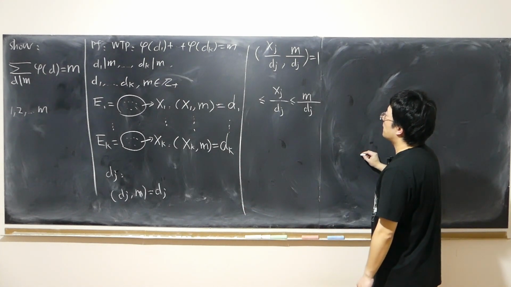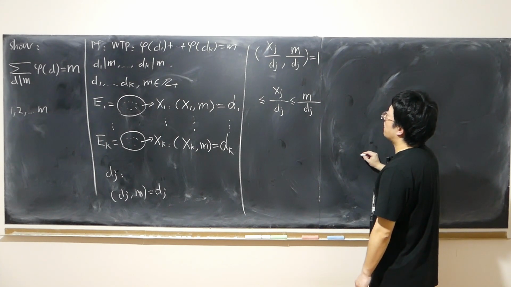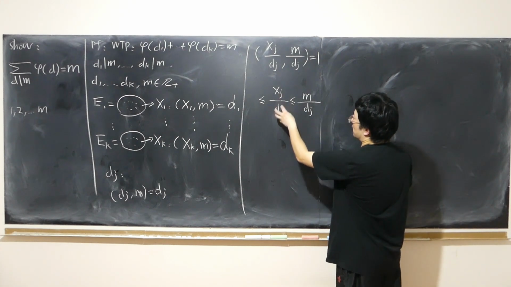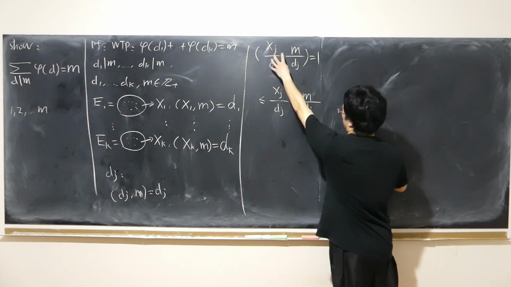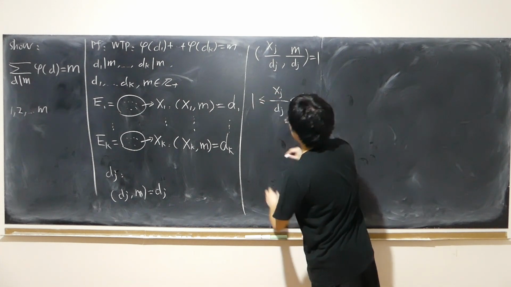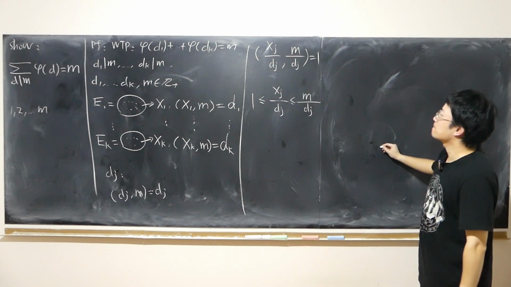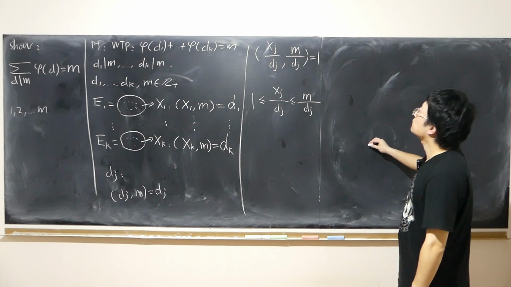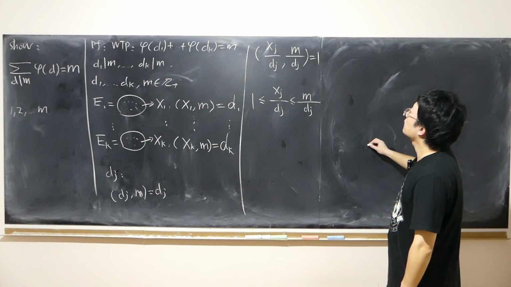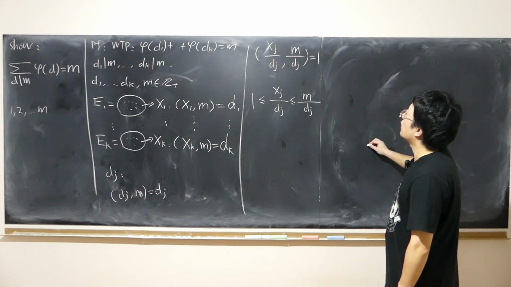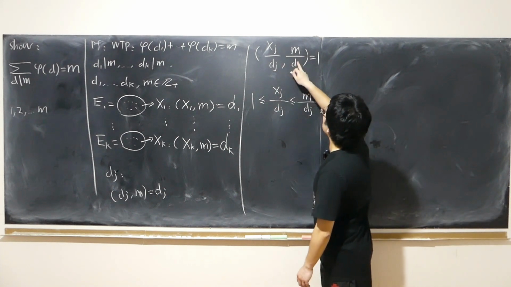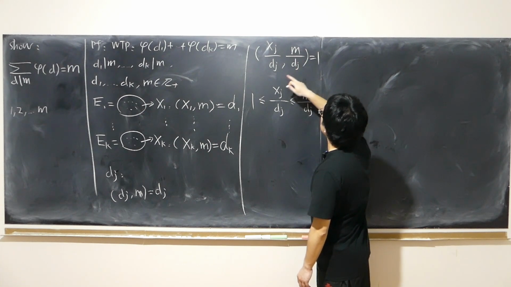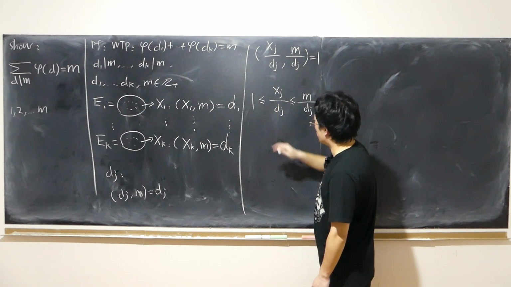1 over dj. No, not necessarily. But overall, xj over dj is a positive integer. So positive, of course, larger than or equal to 1. Right, it takes 1. Since 1 and this positive integer, what's their GCD? Exactly. So it can reach 1.